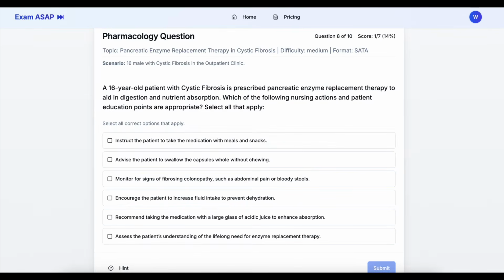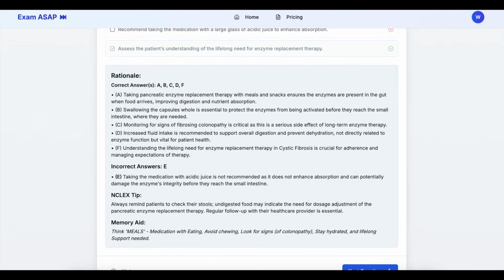A 16-year-old patient with cystic fibrosis is prescribed pancreatic enzyme replacement therapy to aid in digestion and nutrient absorption. Which of the following nursing actions and patient education points are appropriate? Select all that apply. Rationale. Correct answers are A, B, C, D, F.